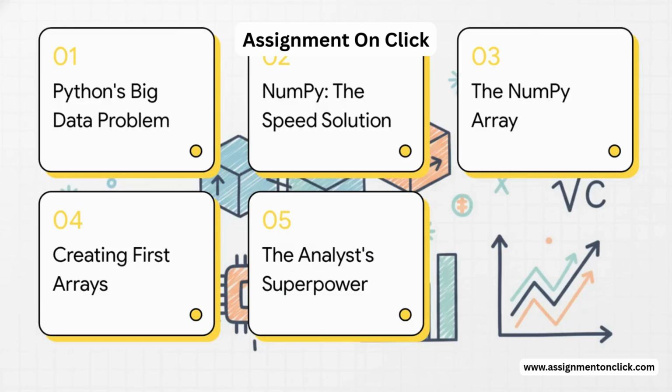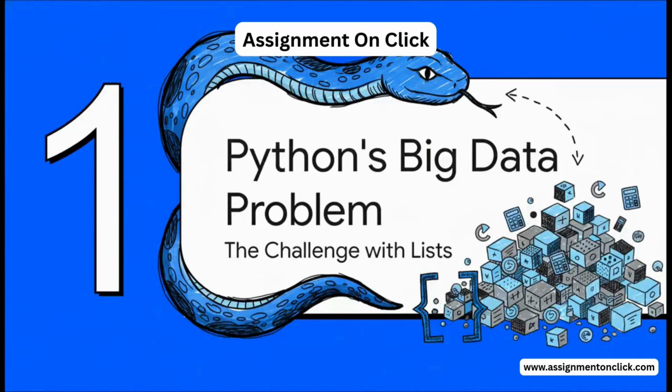So here's the plan for our quick explainer. First, we're going to look at exactly why Python's regular lists can become a major bottleneck. Then, we'll bring in NumPy as the solution, and we'll really get to know its secret weapon, the array. After that, we'll walk through how to actually create these arrays, and we'll wrap up by showing you why this is a total game changer, like a real superpower for data analysts. Okay, let's get into it.